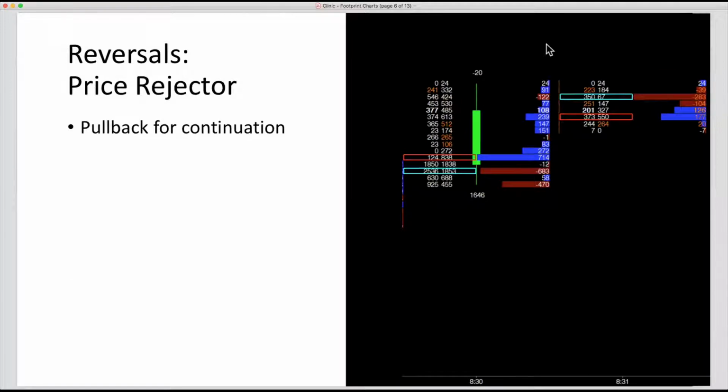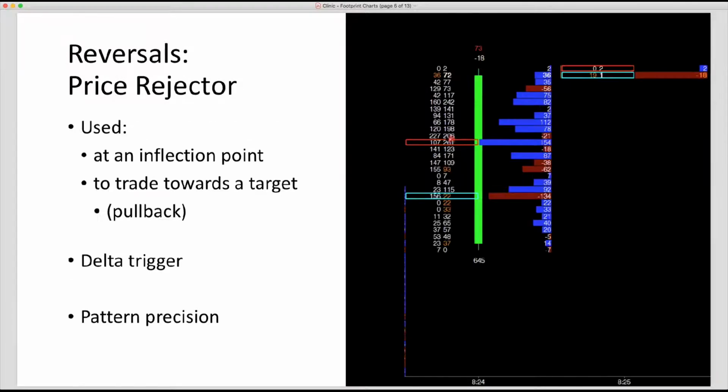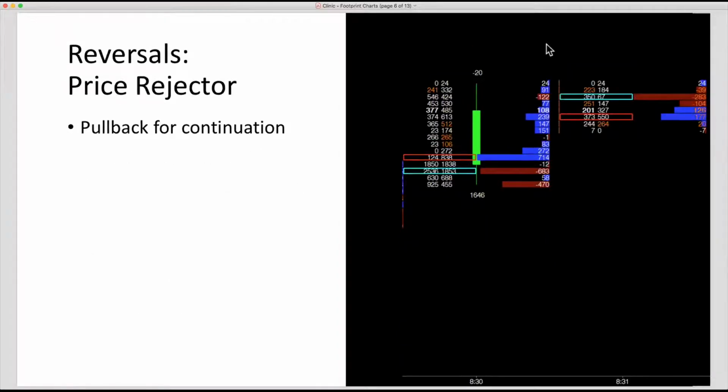We can also use this as a continuation signal. So here, come on Zoom, let me do this. Okay. So what I've got is, here's our main candlestick and here's the pullback. So this is the auction within the auction.